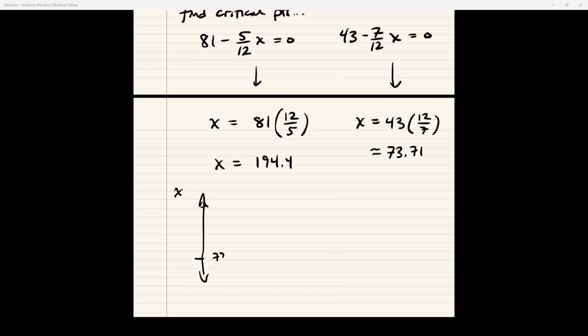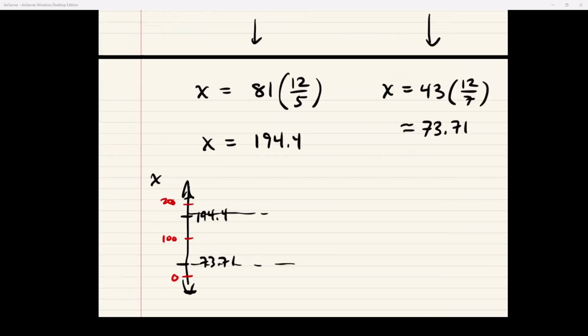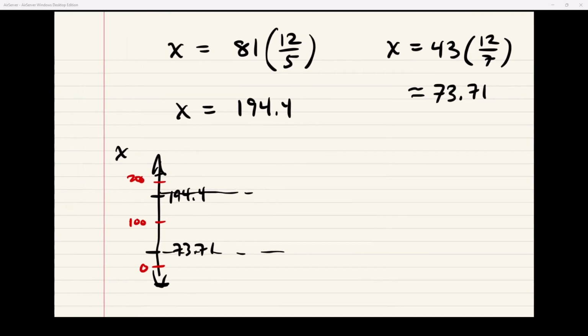One at 73.71. Another one at 194.4. And assuming that we're starting off with 0 x, if this is a critical point, we could test each of these intervals here. Here, we could test in here, we could test in here. So maybe we could test 0, then 100, and then 200, and see what the sign is of the differential equation.